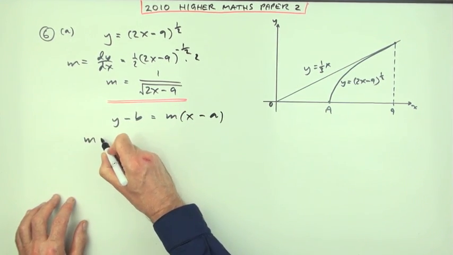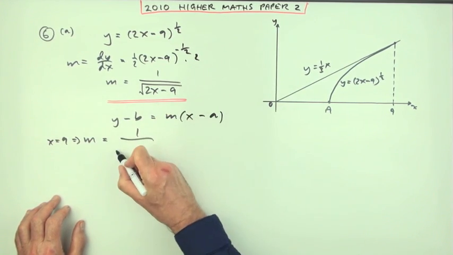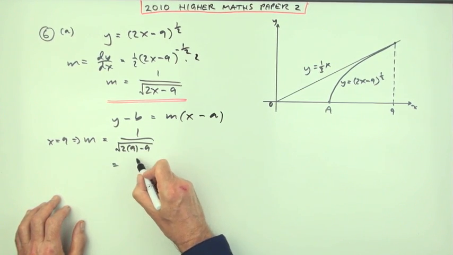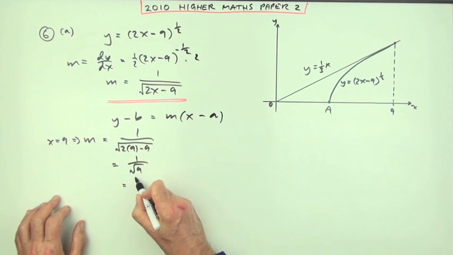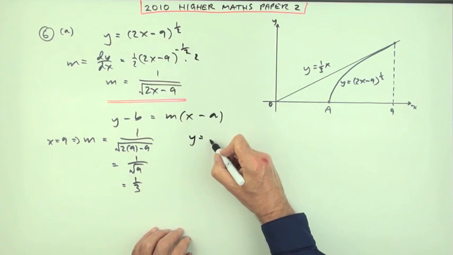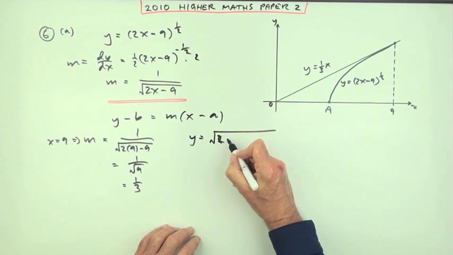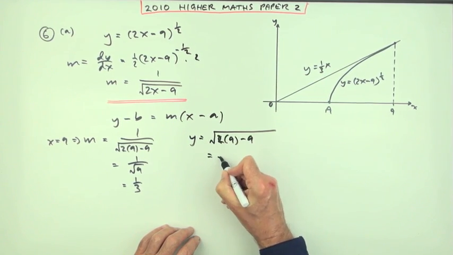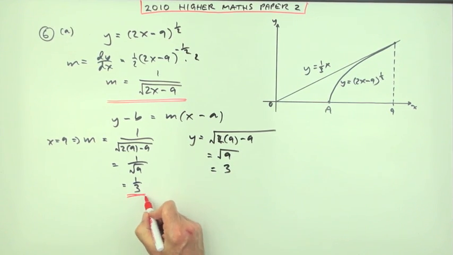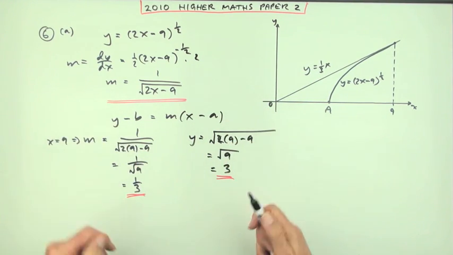So, gradient. When x equals 9, that means the gradient will be, I've just got it straight in this form, 1 over the square root of 2 times 9 minus 9. That's 1 over the square root of 9, so that's 1/3. What's the y coordinate? Well, that power a half means the square root again, and it's the same thing, isn't it? It's 2 times 9 take away 9, so it's the square root of 9, which is 3. Maybe it would be neater putting those to the side so I could have followed down directly under that.